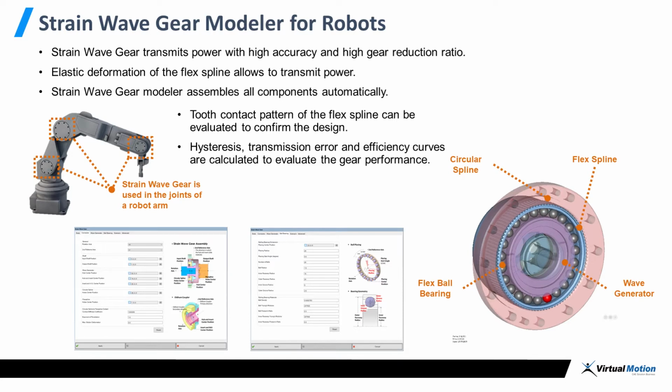Flex spline deforms to produce the required motion of a strain wave gear, and by using this analysis, the tooth contact pattern of the flex spline can be obtained from the solver. This tooth contact pattern is very important in the design of the flex spline, so that information can be produced by using Daful. Also, hysteresis, transmission error, and efficiency curves are calculated from Daful and reported in a format to measure the gear performance.